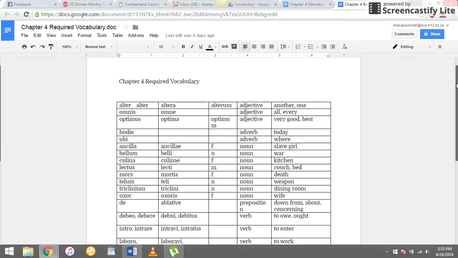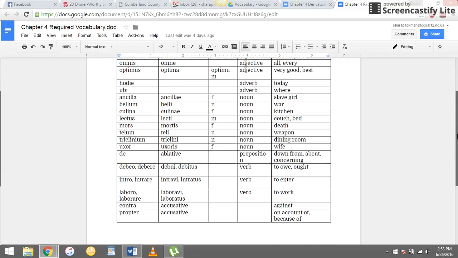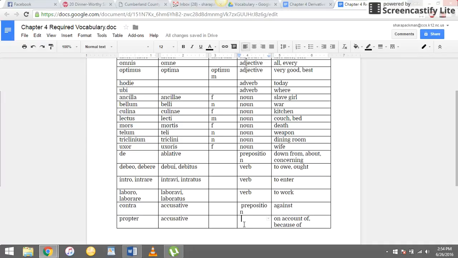Here we have your new vocabulary. You have several adjectives, a couple adverbs, a bunch of nouns, a preposition, and some new verbs. And actually, you have two prepositions. This one doesn't say preposition. Actually, you have three prepositions this time. I don't know why they're separated, but they are.